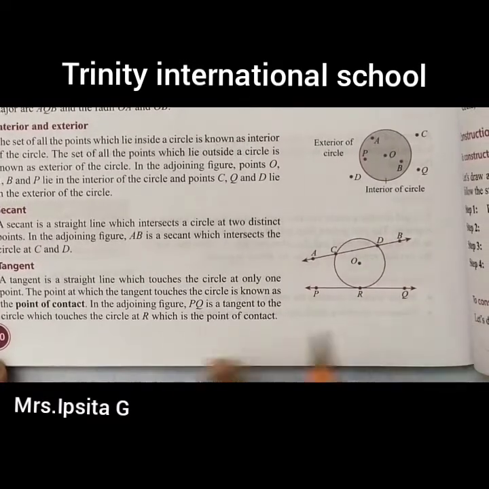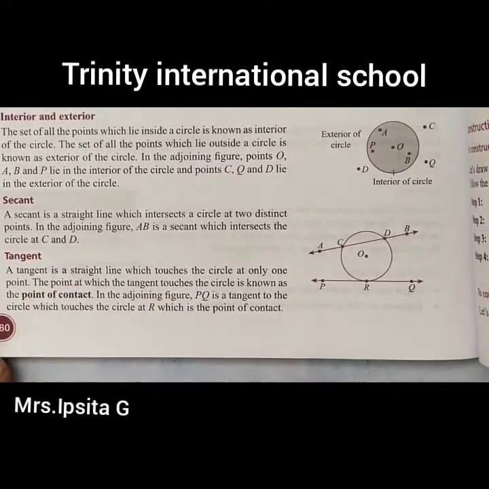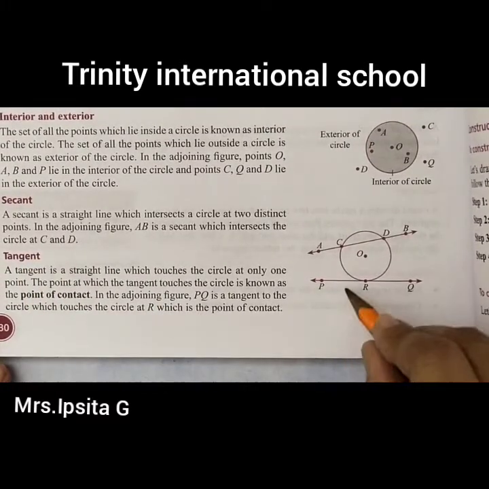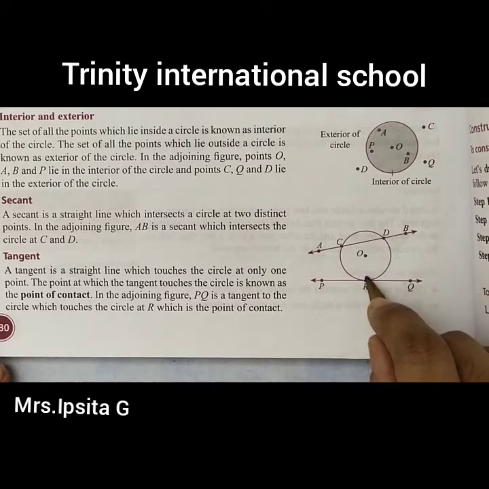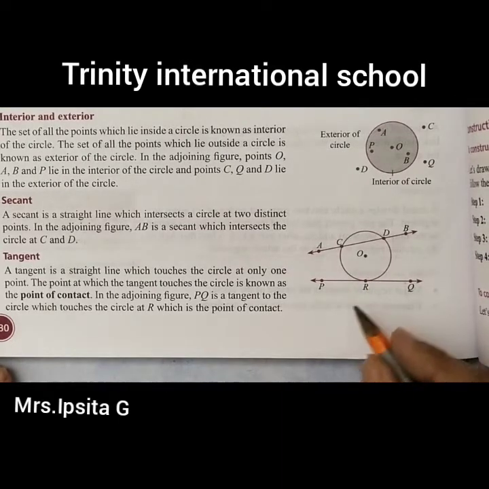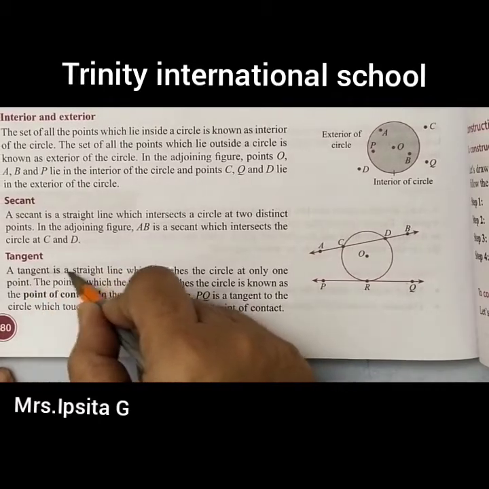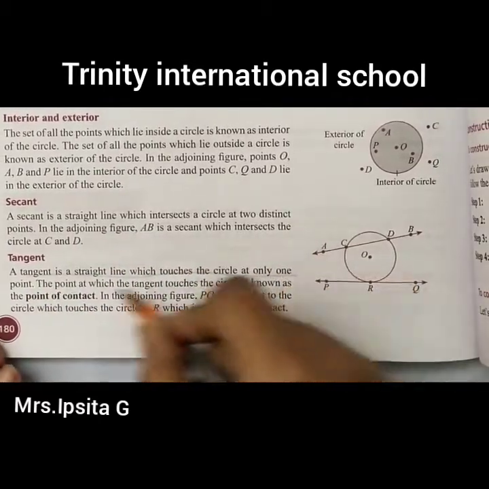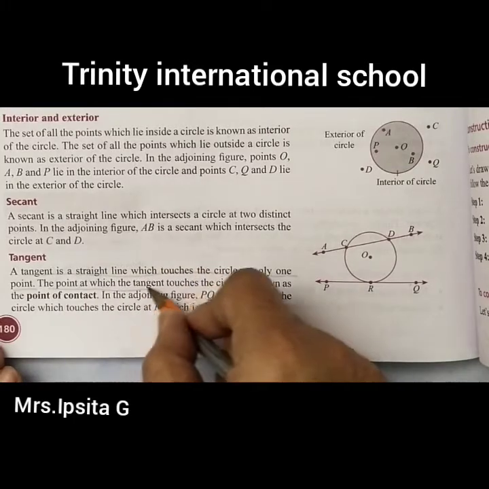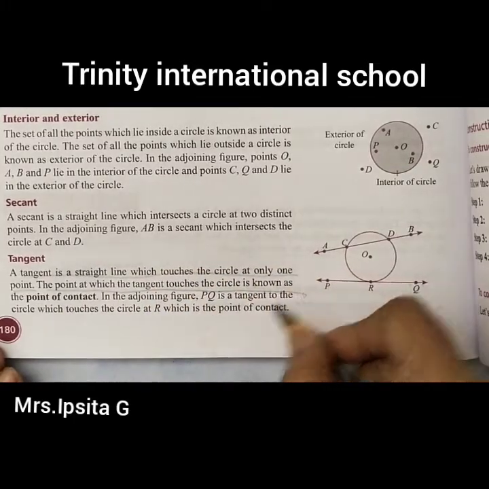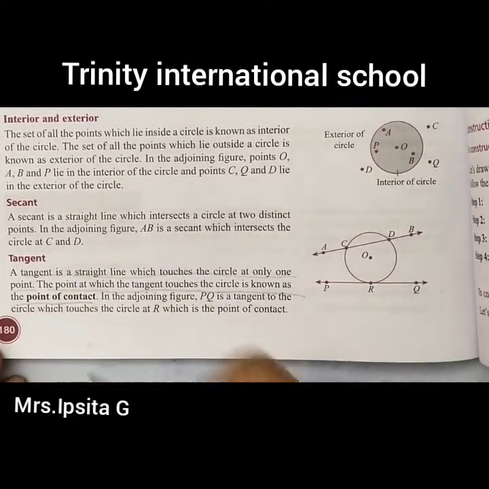Now the next word is tangent. Tangent means it is the line which touches the circle at one point. You can see this line is drawn and it touches the circle. Touch हो रहा है एक point में. So this type of line is called your tangent. So tangent is a straight line which touches the circle at only one point. The point at which the tangent touches the circle is known as the point of contact.